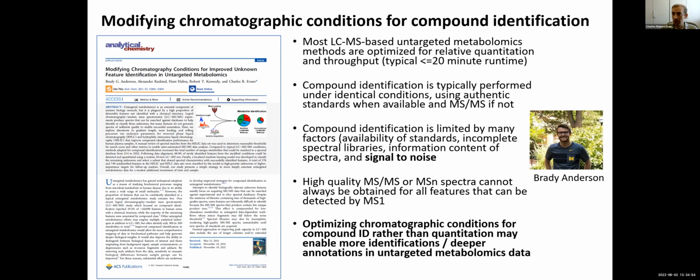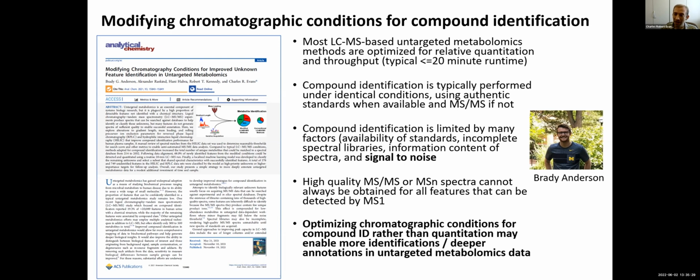The ability to identify compounds is limited by many factors. Of course, if we have standards, that's great, but we don't always have them. Spectral libraries are also a very good thing when we've got a compound that matches what we're trying to identify in a library, but those libraries may be incomplete. The other factors are the information content of the spectra that we've got, and the signal to noise in that spectra. If you have a noisy mass spectrum, it doesn't matter if the spectrum matches something that's in your library or not, you may not be able to identify it.